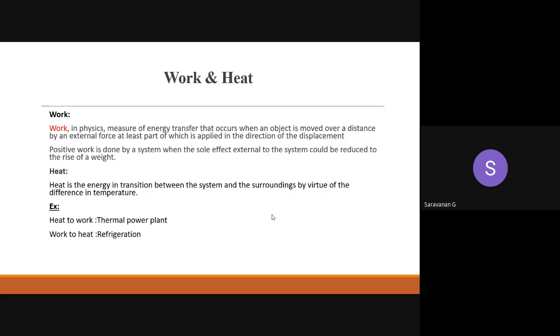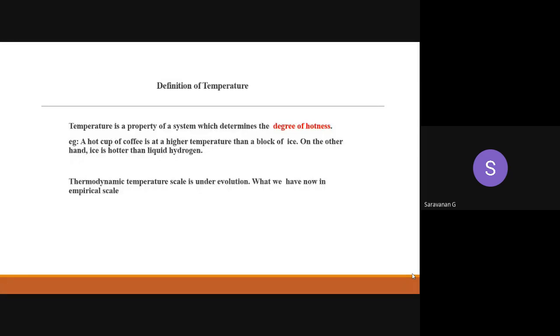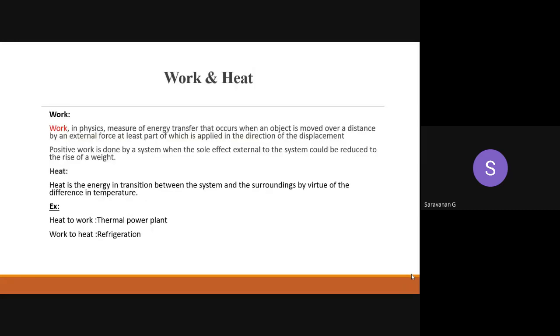So there is a difference between temperature and heat. What is the temperature? Anyone? This is one of the assignment questions given to you: what is the difference between heat and temperature, whether they are the same or not. Temperature is the property of the system which determines the degree of hotness, whereas heat is the energy in transition between the system and surroundings by virtue of a temperature difference.